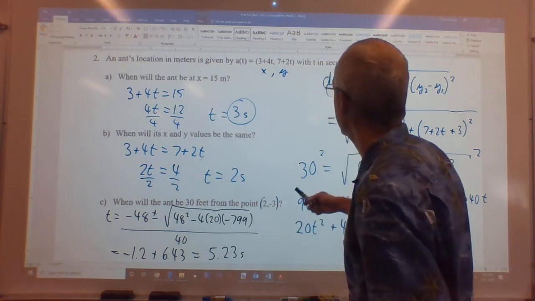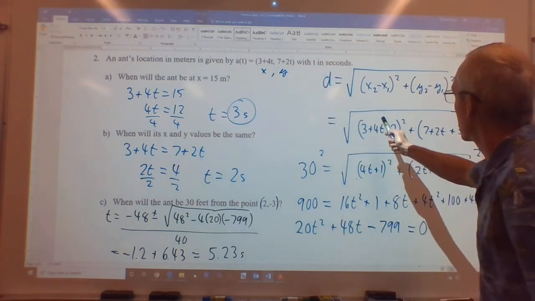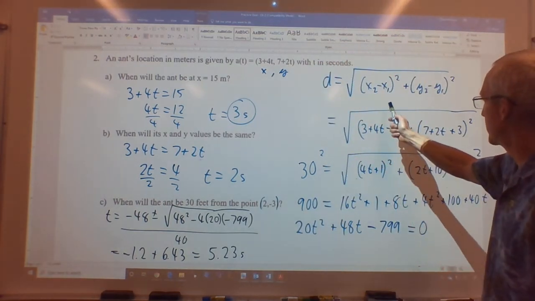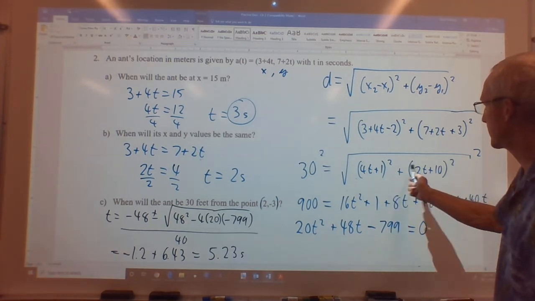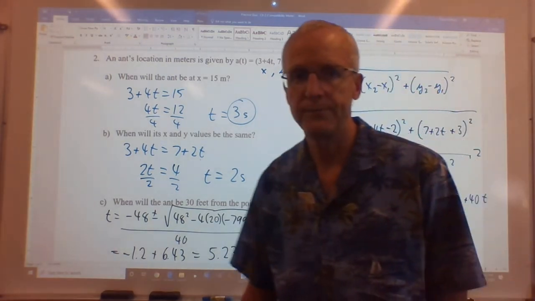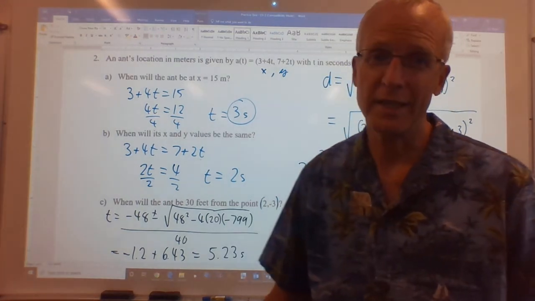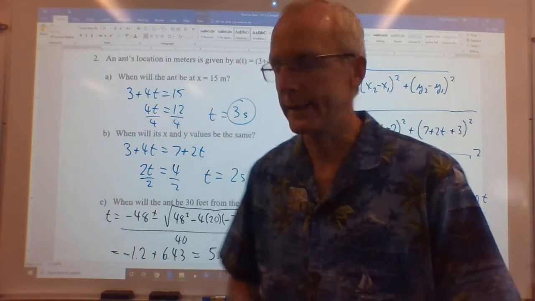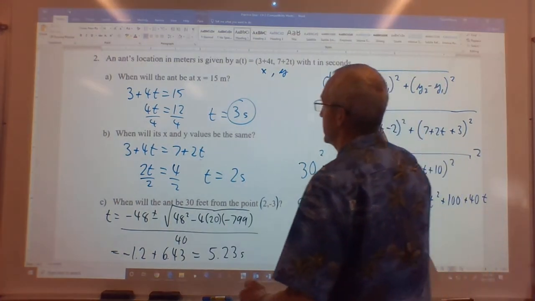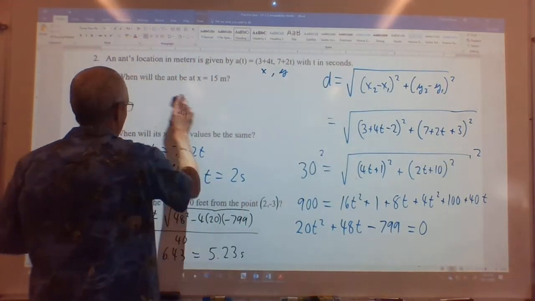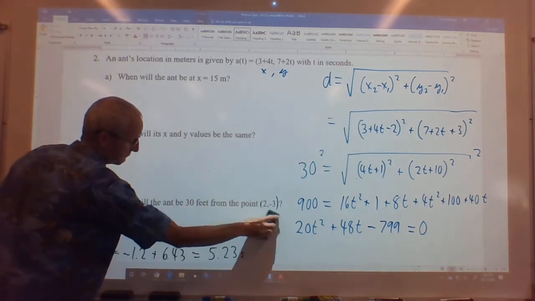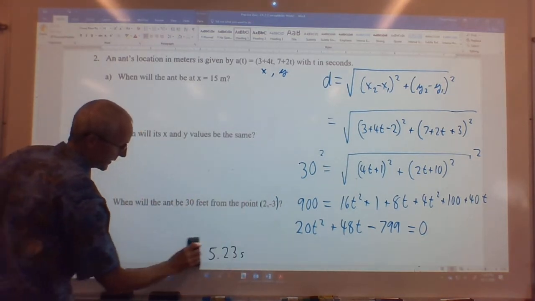Now again, you can check it. Plug 5.23 back into our equation here, square it and everything, and see if you get 900. Or see if you get 30 if you do the square root. So again, on a quiz, it's probably worth checking it. All right, let's look at the backside. The backside is just algebra practice.